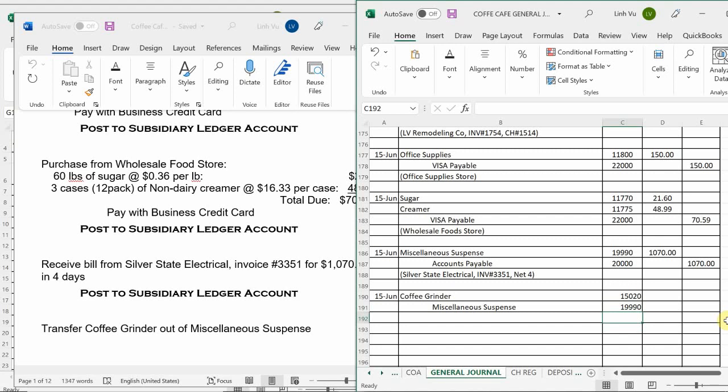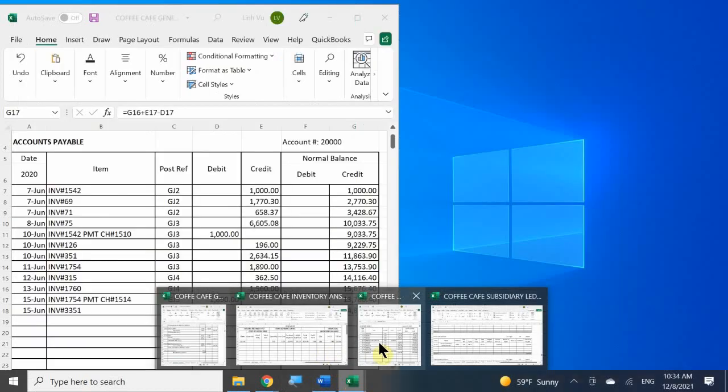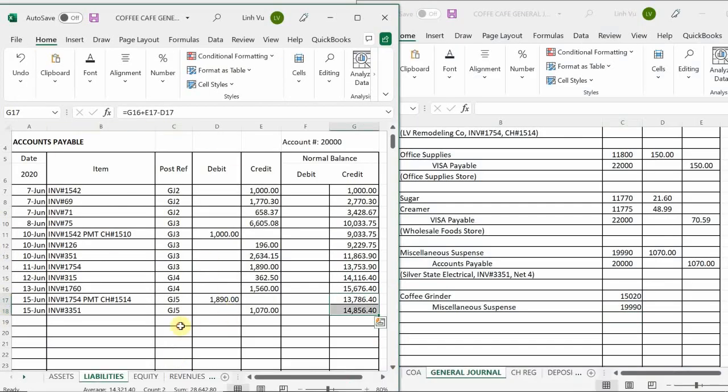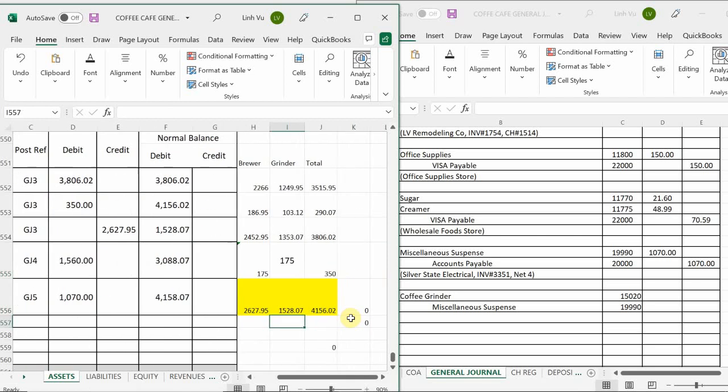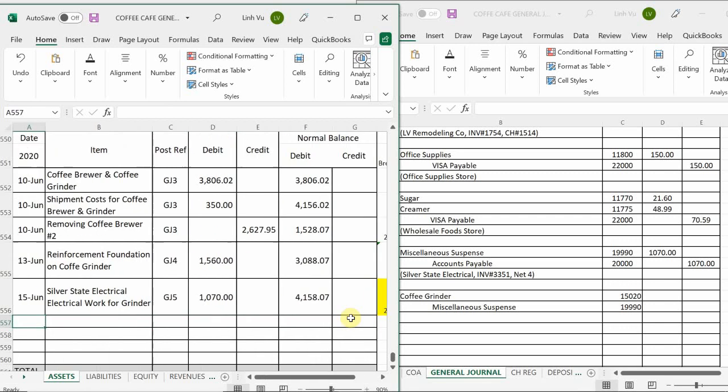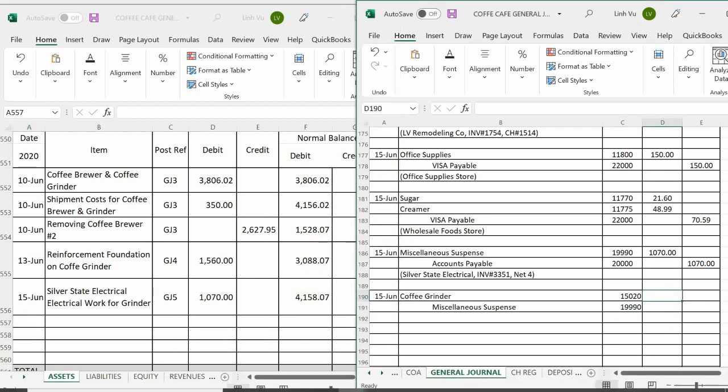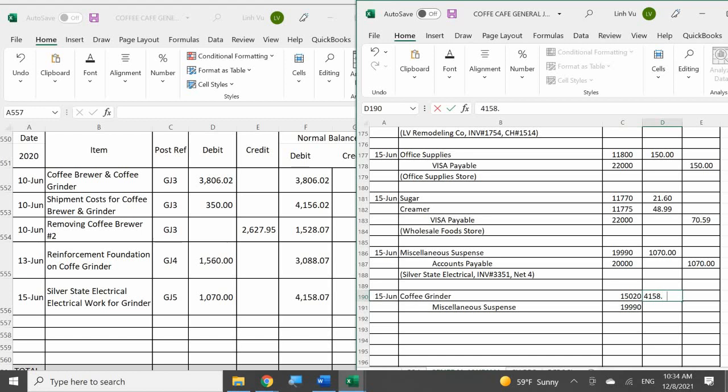And how much is my coffee grinder right now? 4,158.07. How do you know that? That's the total for miscellaneous suspense, right? Good. We go into the miscellaneous suspense because we're adding all of our fixtures here. The only thing that's in here is just the coffee grinder. There's no need to use this column on this side because you already know there's only 1 item in here. So that's the exact amount in my miscellaneous suspense account, the 4158.07 I'm going to be taking out.